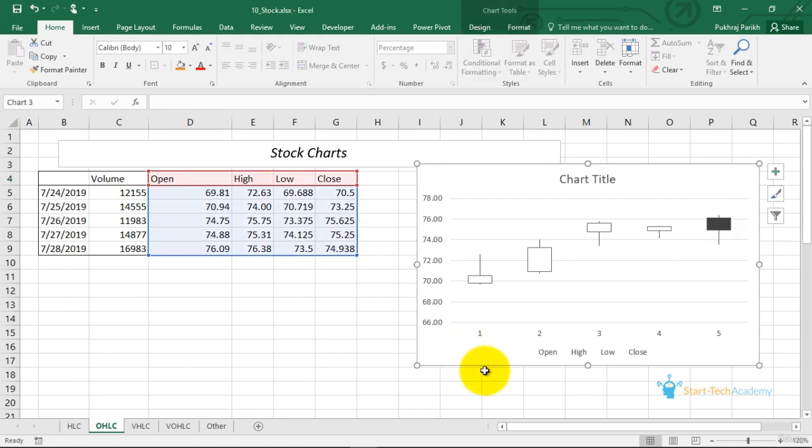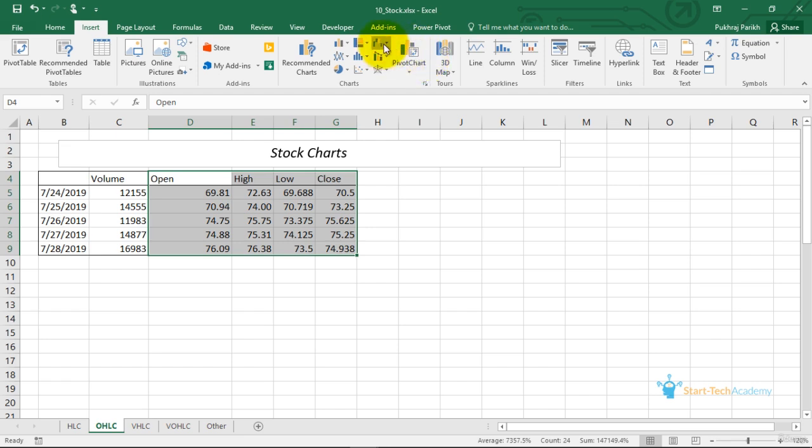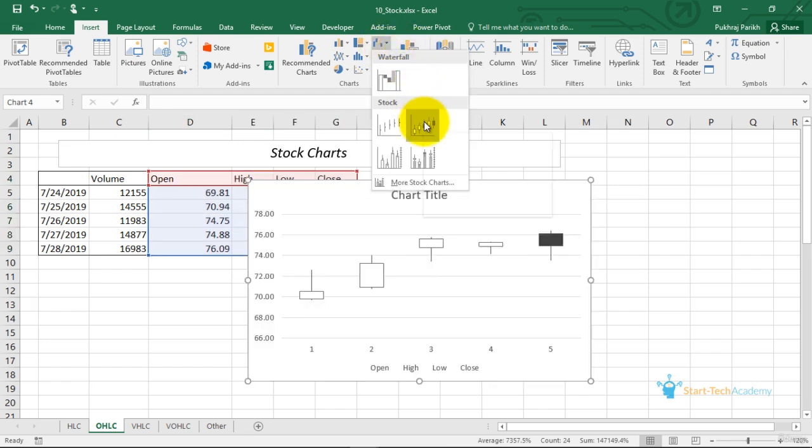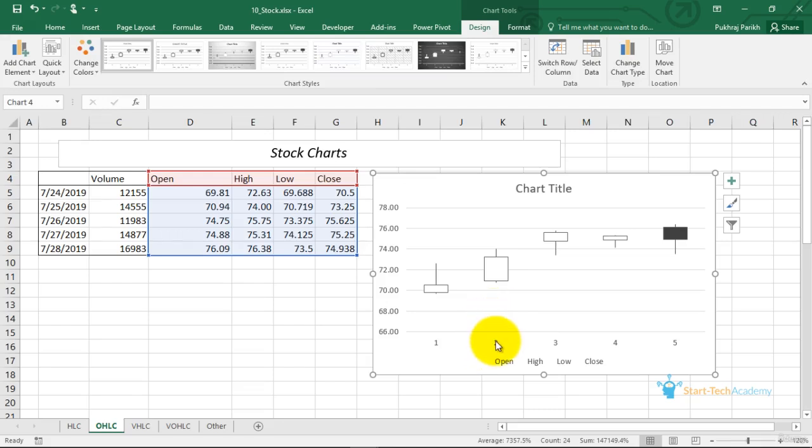So let's draw this one also very quickly. We'll delete it. We'll select these 4 columns, go to insert, stock charts, the second one, and here we have it. You can format the x-axis, format these lines and these boxes, their colors as you wish.